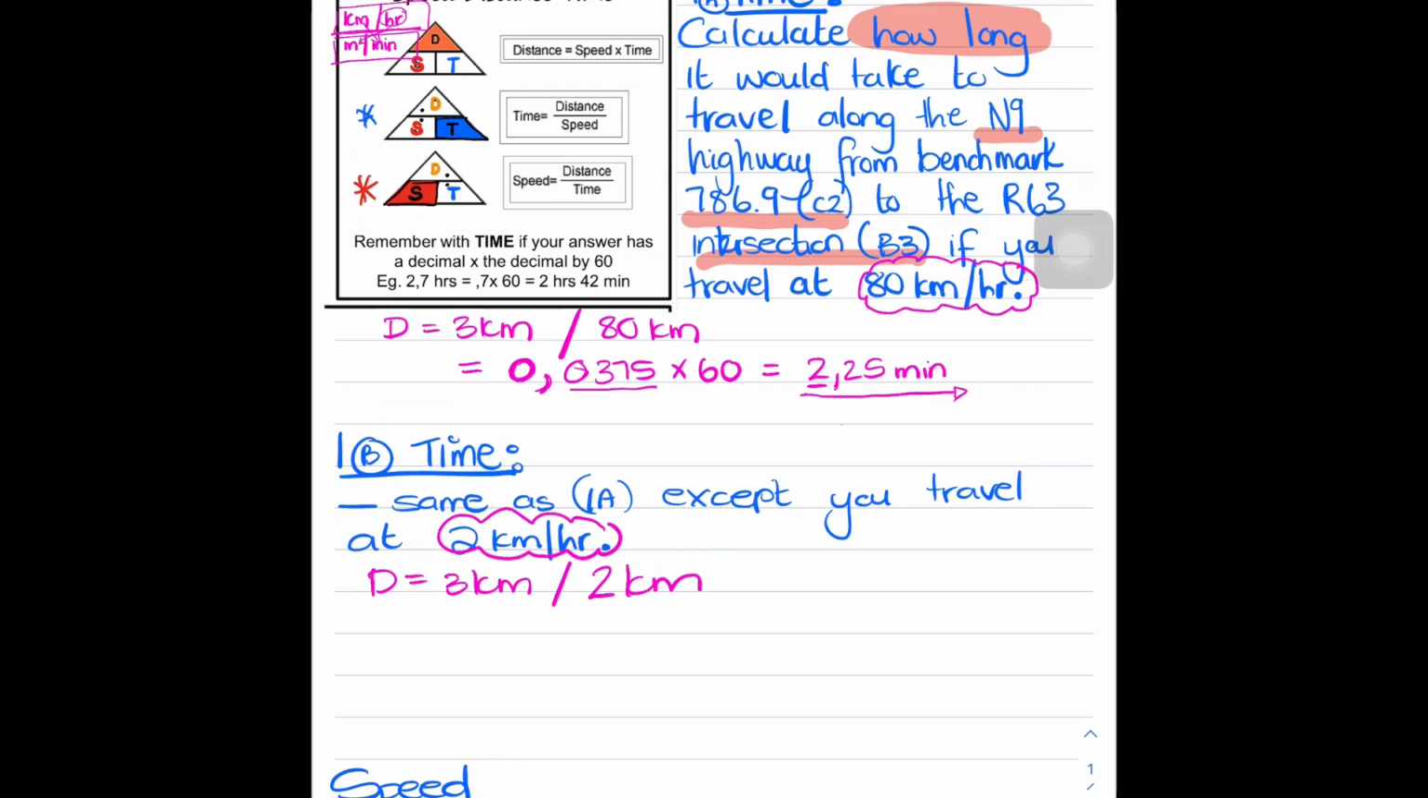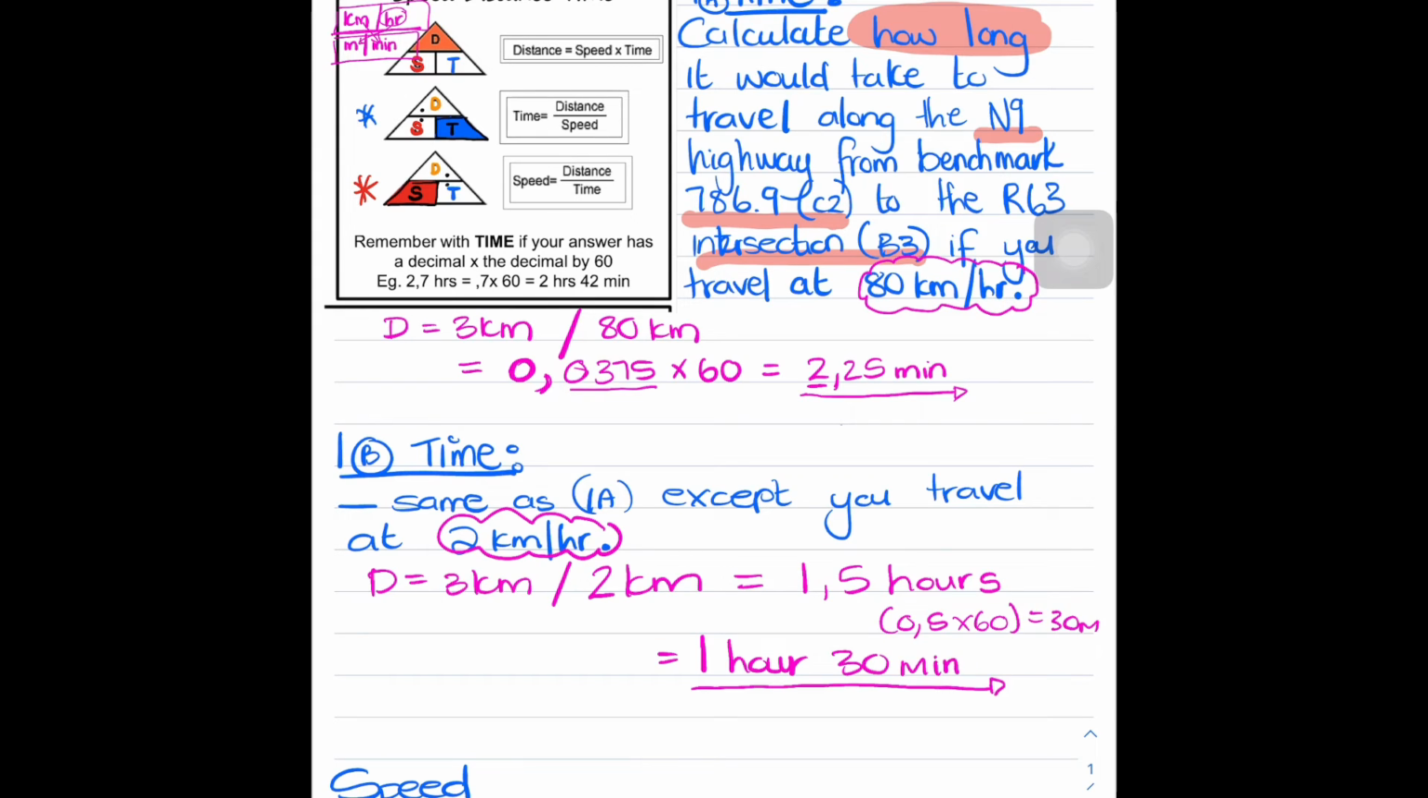Okay, and so if I say 3 kilometers divided by 2 kilometers an hour, I get an answer of 1.5 hours. Now we know that that's 1 hour, but the 0.5 obviously needs to be converted into minutes. So in your calculator you would leave the 1 because that's already in hours, and you would say 0.5 times 60, which gives us 30 minutes, and that then would be the converted answer. So 1 hour, 30 minutes.